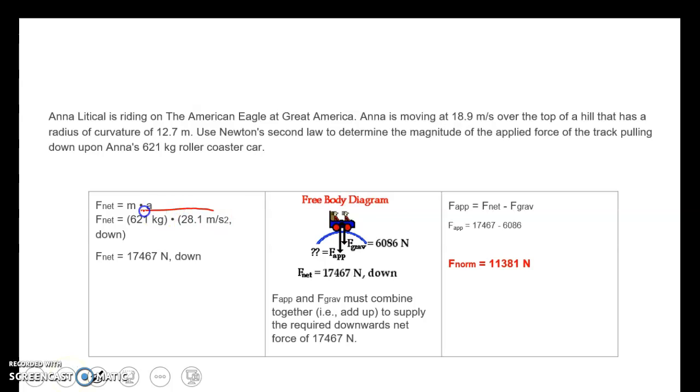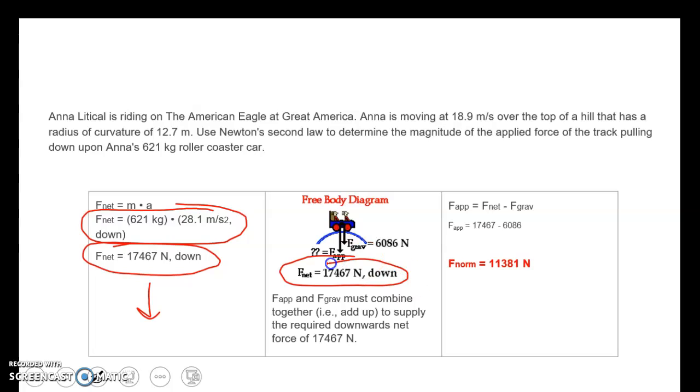Once I know my acceleration, I multiply it by the mass of 621, and I get a net force of 17,467 newtons going down. So that's our net force going down. Force of gravity is mass times g. To find my applied force, I take net force minus gravity, and I get the normal or applied force of 11,381 newtons. And again, since these two are both going down, you add them. If they're going in opposite directions, you would subtract them.